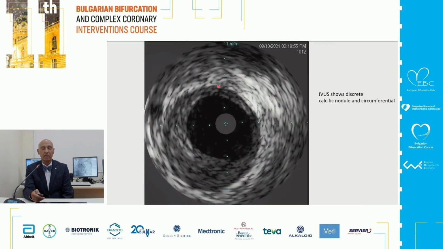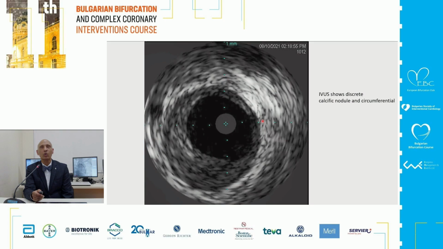I don't know if I can play this again. At this segment, which is distal, what you can see is somewhat fibrocalcific plaque here. There apparently doesn't seem to be much calcification because, as you know, on intravascular ultrasound, whenever you have calcification, there is shadowing behind it. So this is fibrotic plaque, but there is no shadowing behind it because the density of the calcium will look the same, but there will be shadowing.